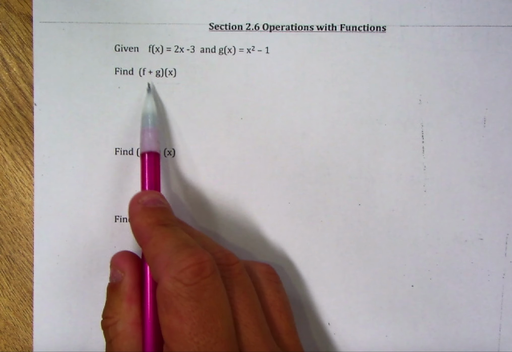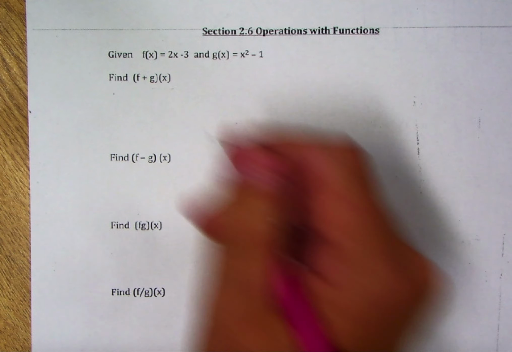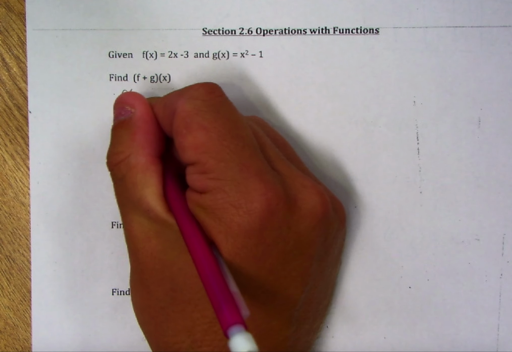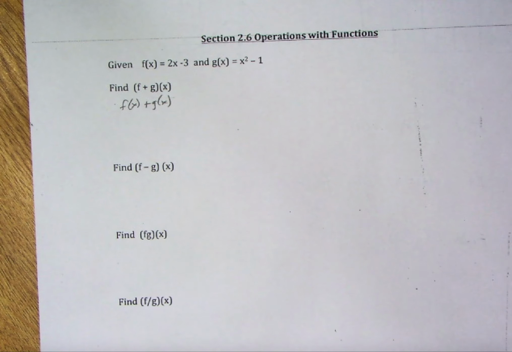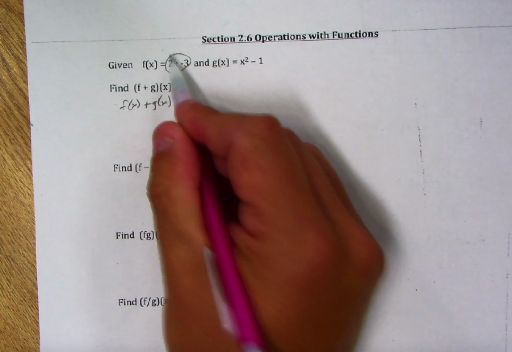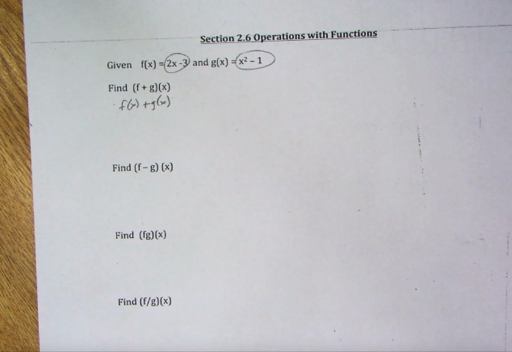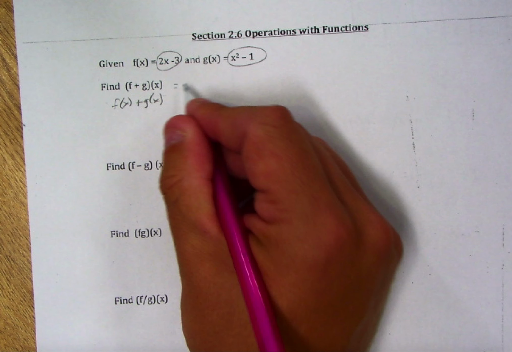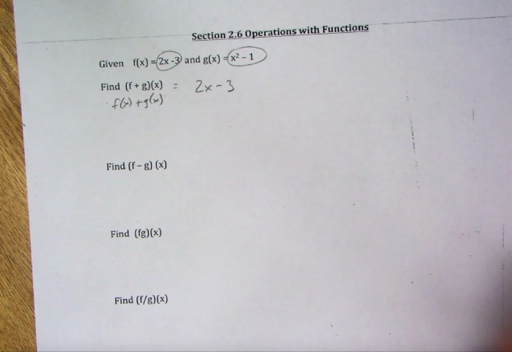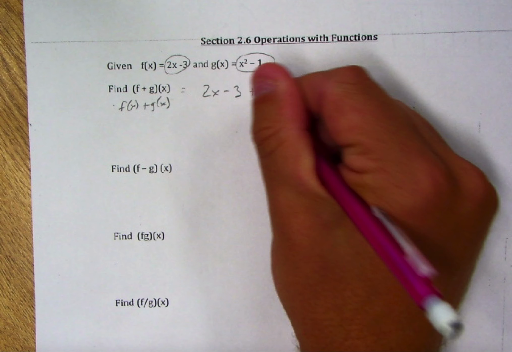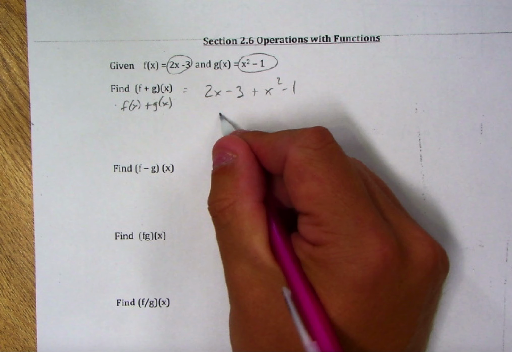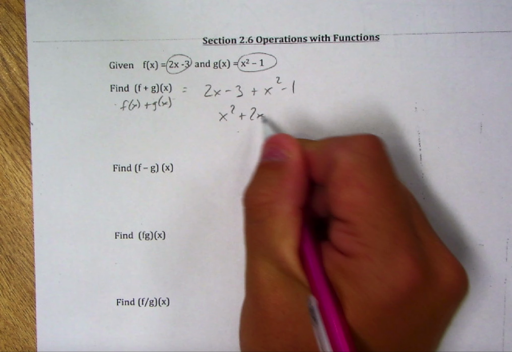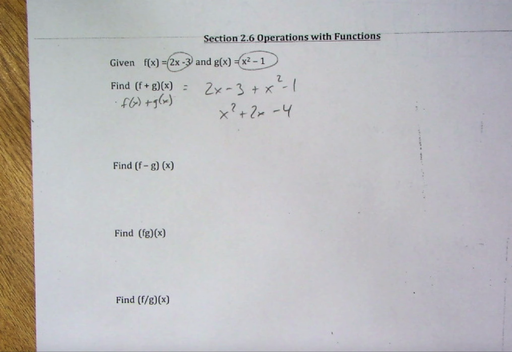Another way you can write this, and I have students do this every year, another way you can think about this is doing f of x plus g of x. That means the same thing. Basically, you're just adding these two functions together, which we've already worked on in chapter P. So we would do 2x minus 3 plus x squared minus 1. And then we just combine like terms and put it in standard form. So x squared plus 2x minus 4.